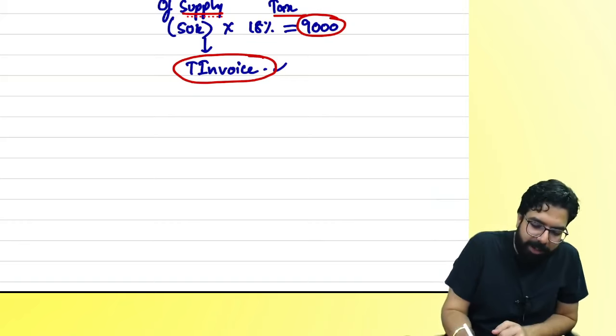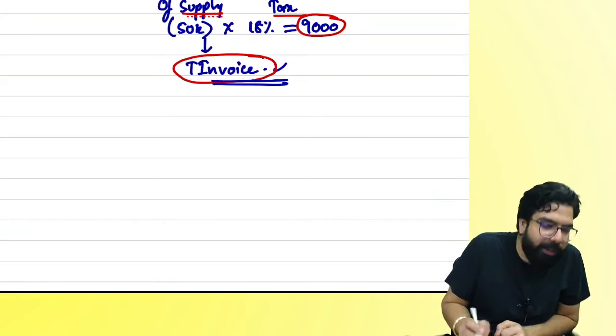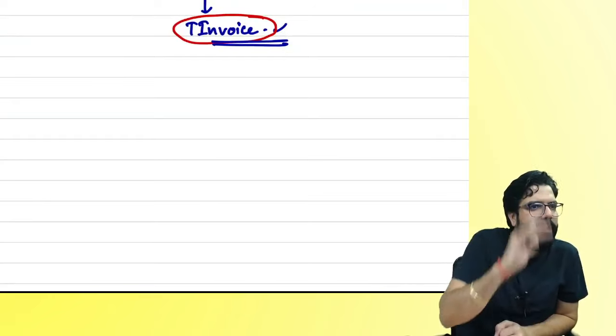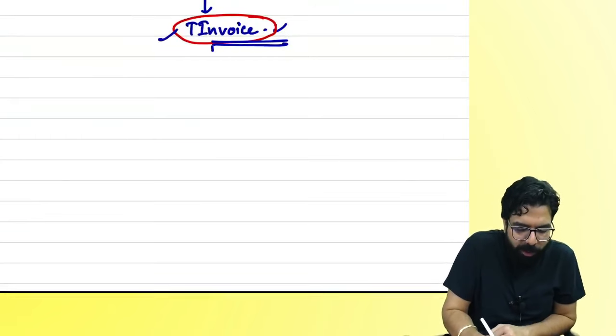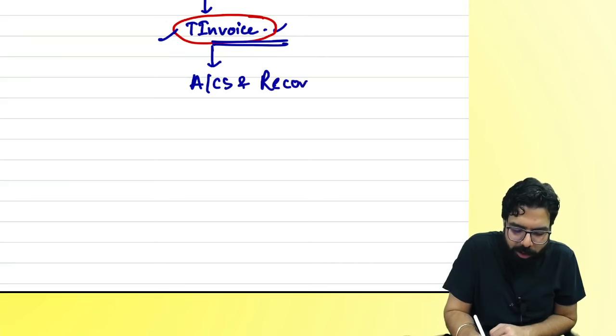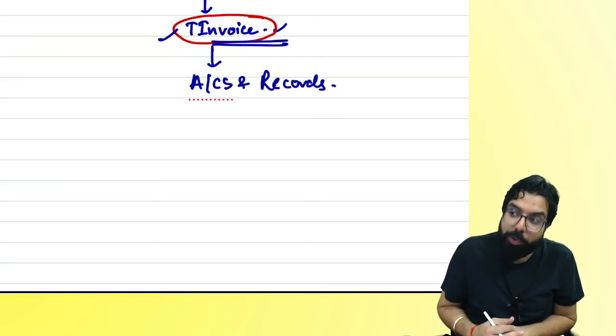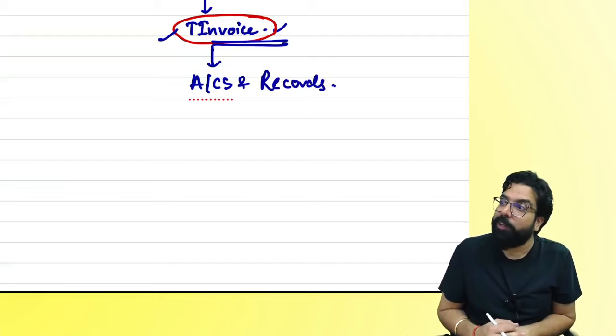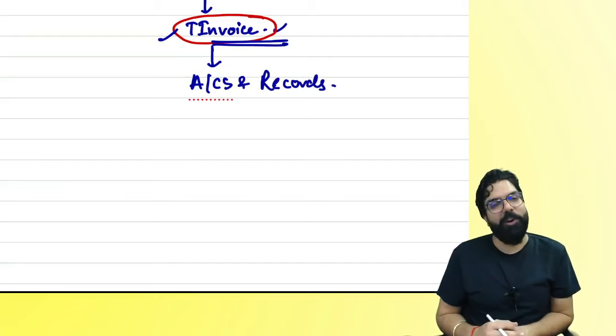Next. Tell me one thing. When I issued you the tax invoice, after I issued you the tax invoice, will I throw the tax invoice or do I have to maintain my accounts and records? Yes or no? So that government, if it wants in future to check, government can check also. So I should maintain my accounts and records.